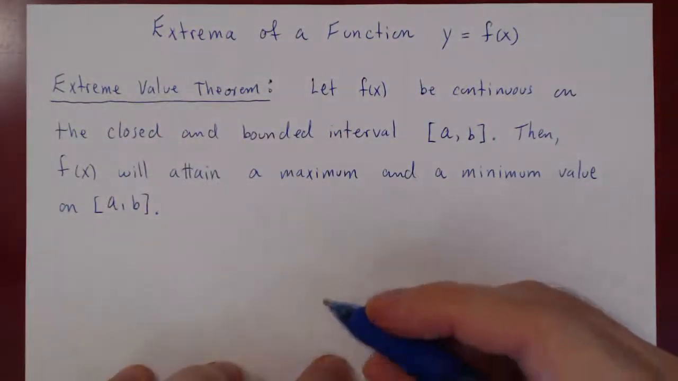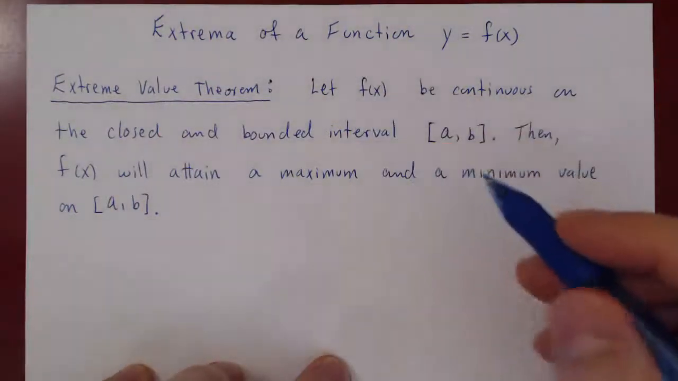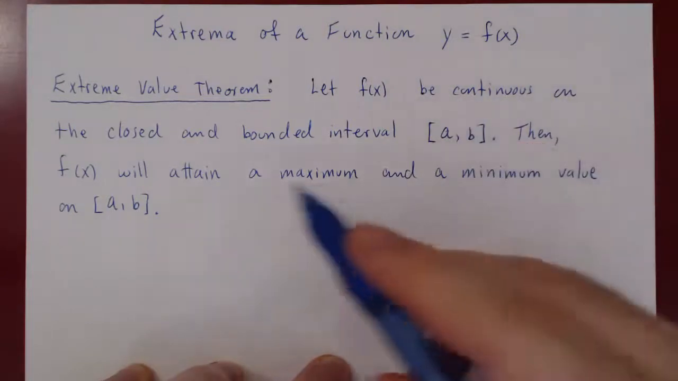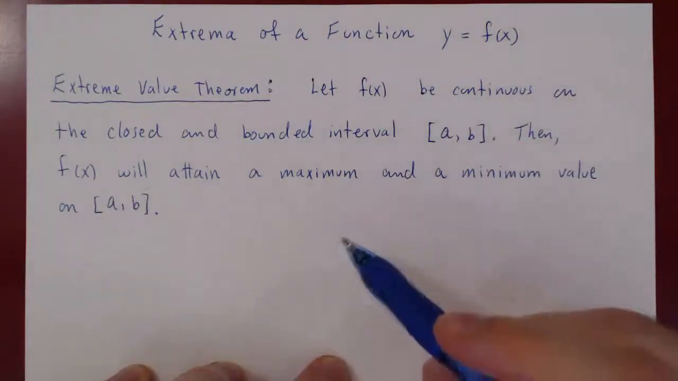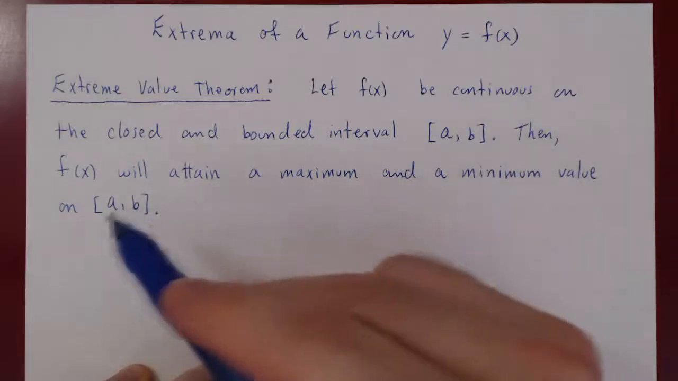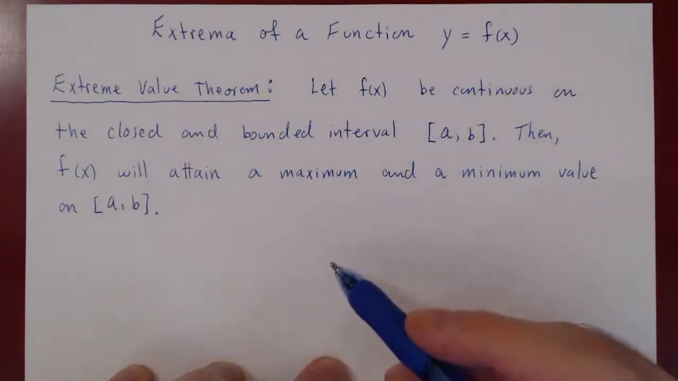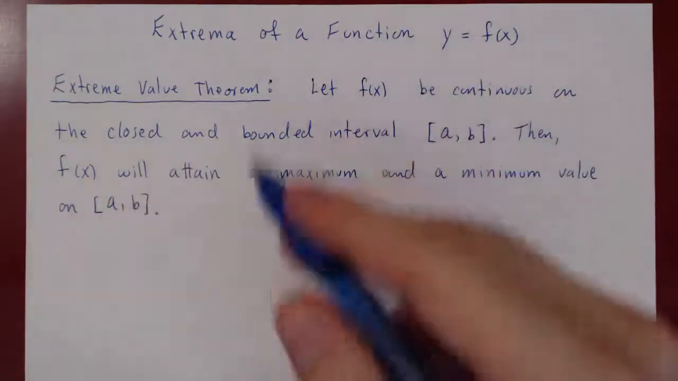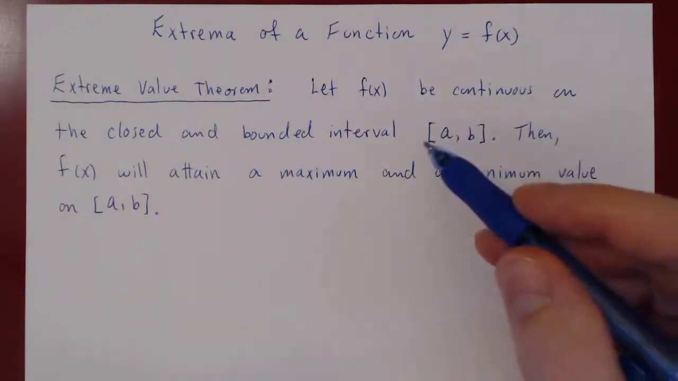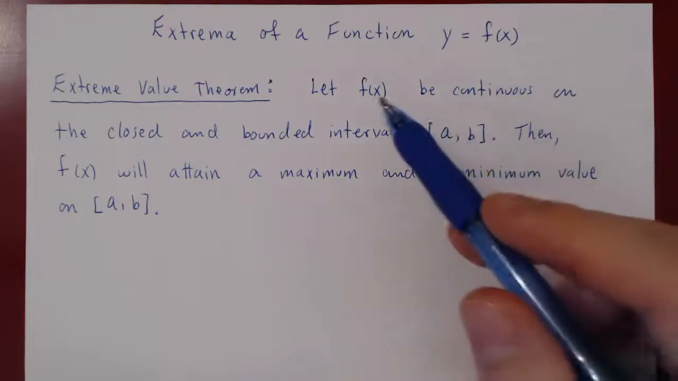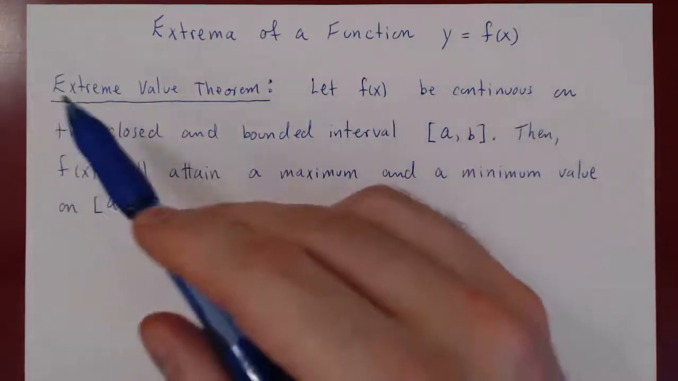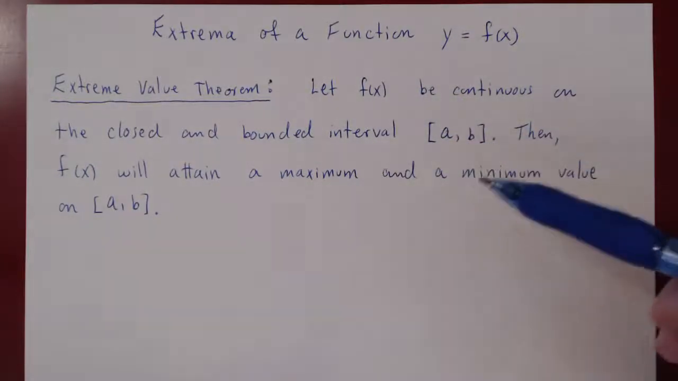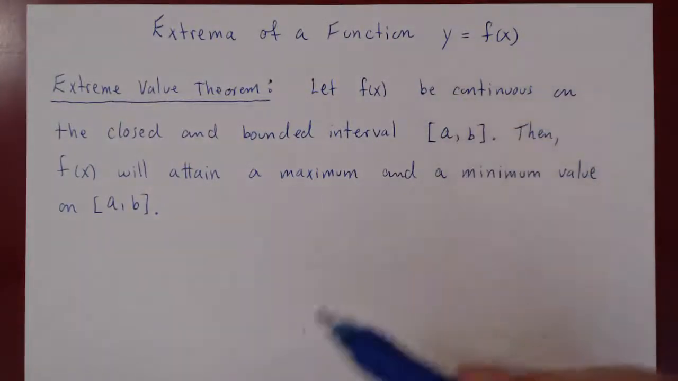So imagine that we are restricting our graph of f of x to the interval from a to b, and if f of x is continuous, then it will attain a maximum and a minimum value on the interval a to b. This is now the result: as long as we have a closed and bounded interval and a continuous function, the extreme value theorem guarantees that the function will attain a maximum and a minimum value inside of this interval.